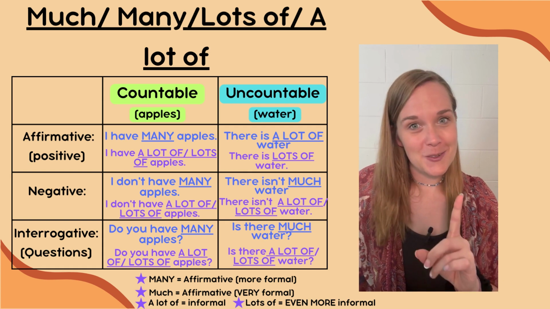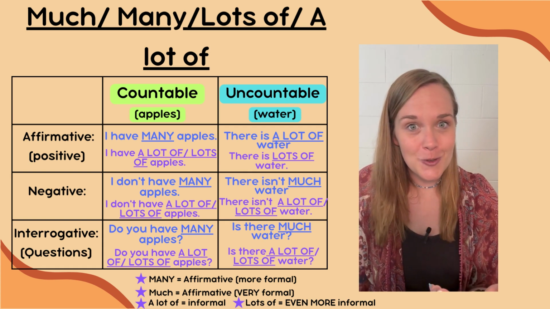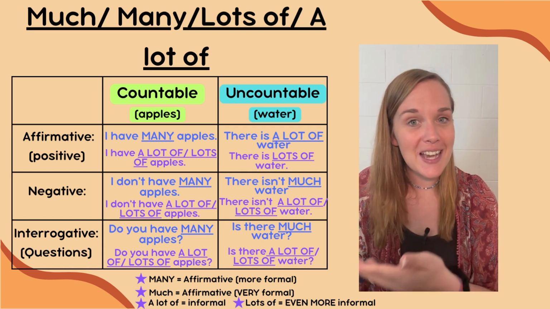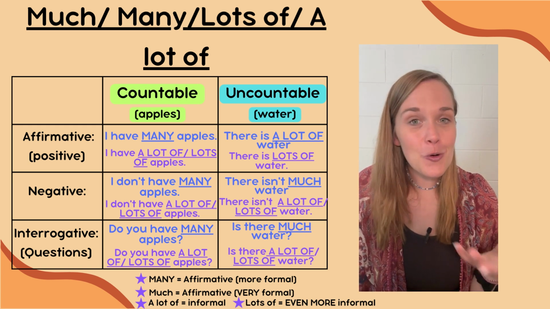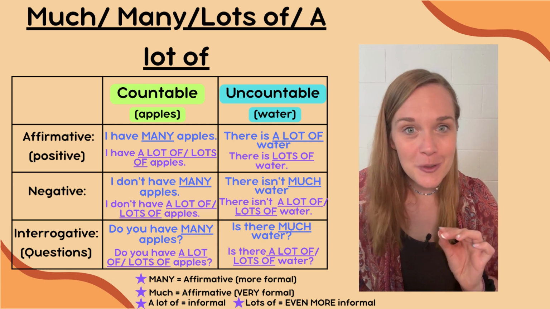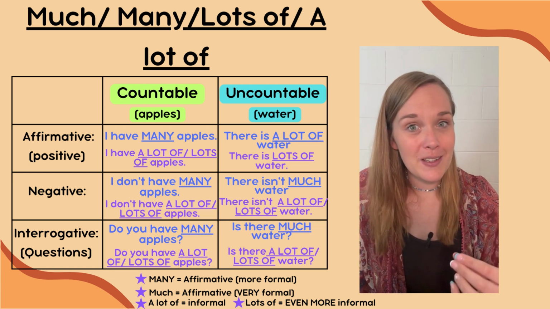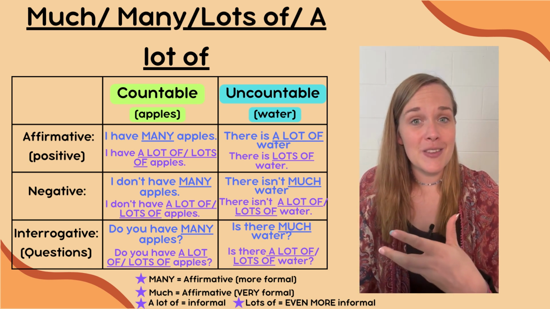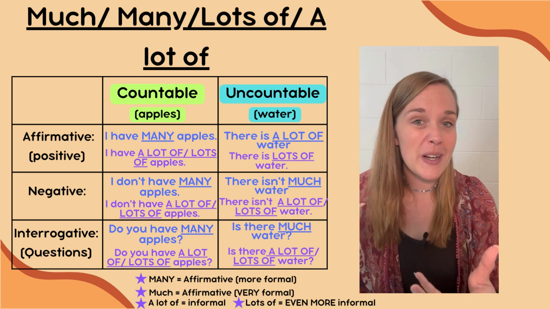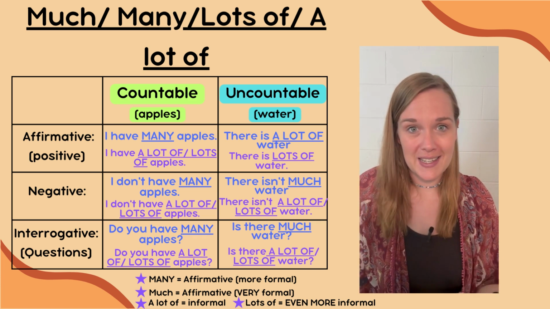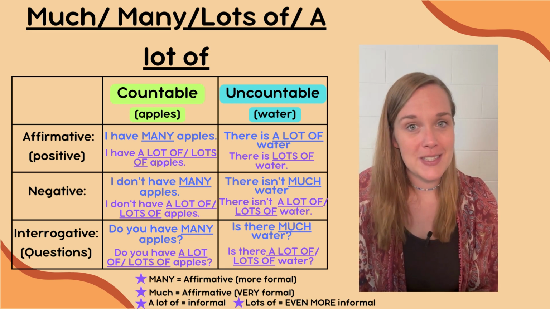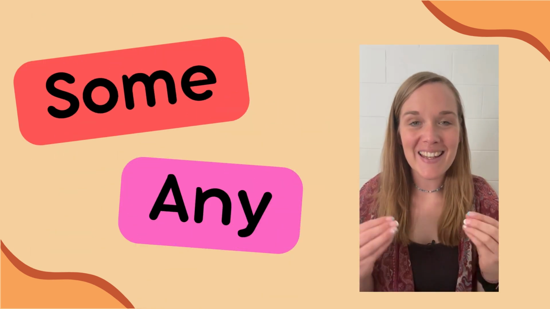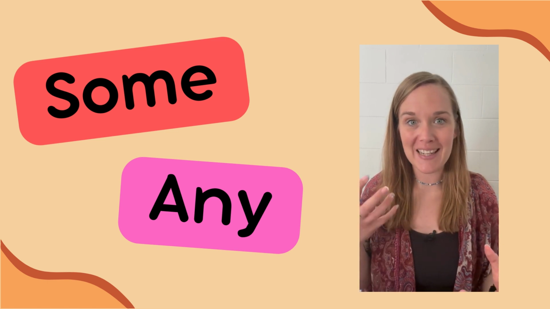Also, a little tip, if you aren't sure whether a noun is countable or uncountable, you can use a lot of or lots of, because you will never be wrong. The only thing which could be wrong is that you're using a lot of when there's a better way to say it in that situation because of the formality of the situation. Okay, let's move on to some and any.